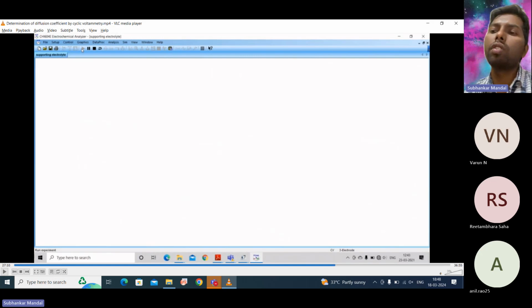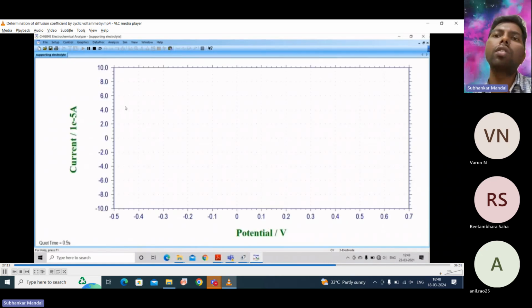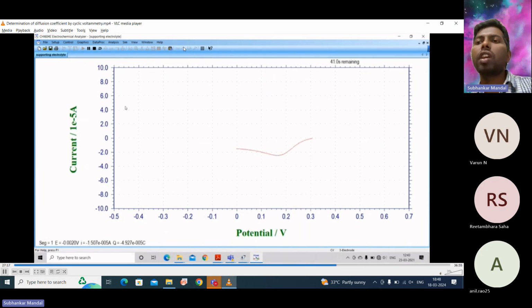What people usually do is initially run a long potential window, so that you get information about where the redox couple is coming. After that you can sort it out, or cut down the potential window. Now let's see how it is coming. Here you can see that a nice redox peak is coming.